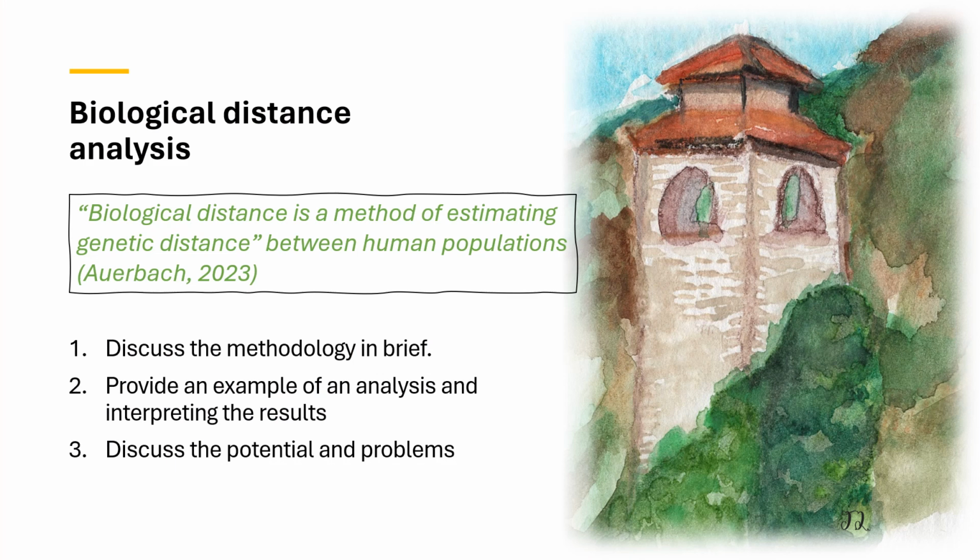Biological distance analysis, or biodistance, is a method of estimating genetic distance between human populations. Today, I'm going to discuss the methodology in brief, provide an example from my research in the Roman Adriatic, and I will discuss both potential and problems.